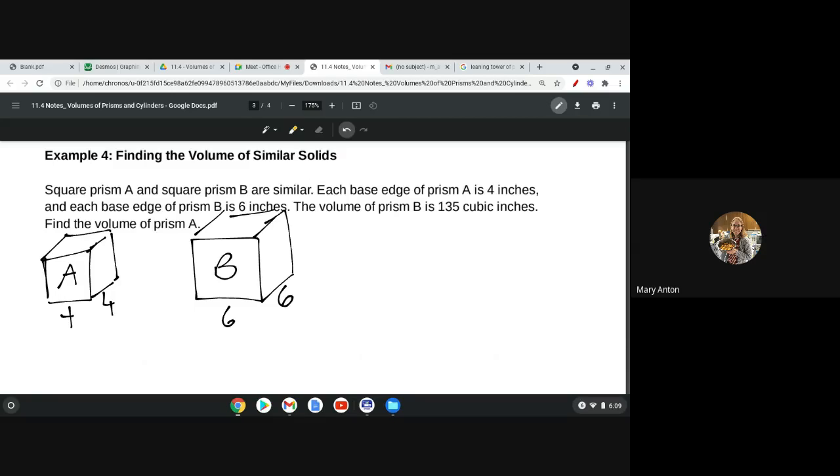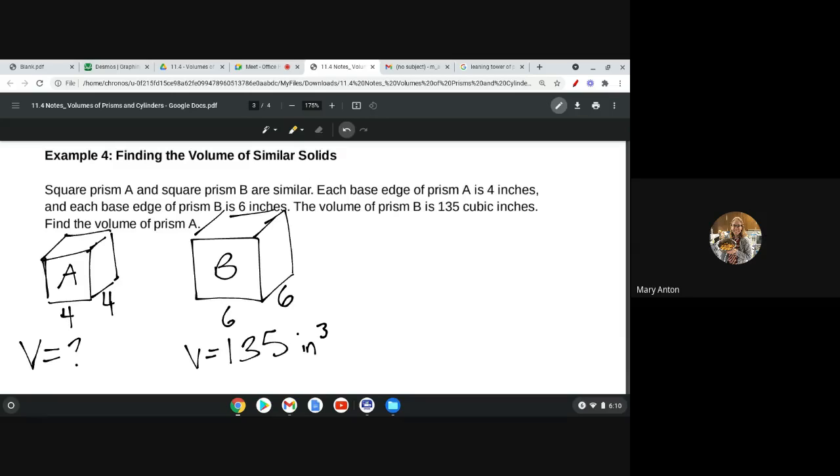The volume of prism B, oh, it's not a cube, excuse me, it's a square prism, so it might be longer. Anyways, the volume of prism B is 135 cubic inches. The question is, what's the volume of prism A? And there is a shortcut we can use. But I think I want to do it the long way first, just so you can see where that shortcut comes from. And then after this, you can use the shortcut.